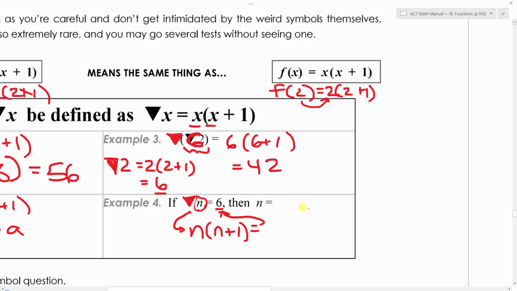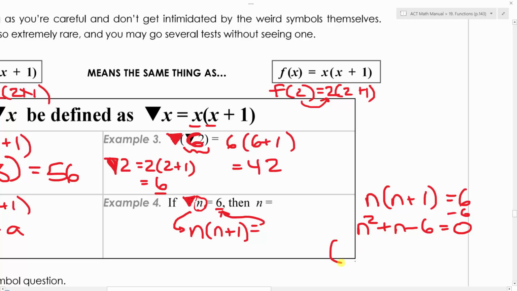So this is going to be n times n plus 1 equals 6. I'm going to distribute the n. I'm going to get n squared plus n, and I'm going to subtract this 6 over here. And now what do I have? I have a quadratic, ax squared plus bx plus c equals 0. It's a quadratic equation. I can solve this through factoring. Remember, there's other ways to do this. You could also use your calculator.